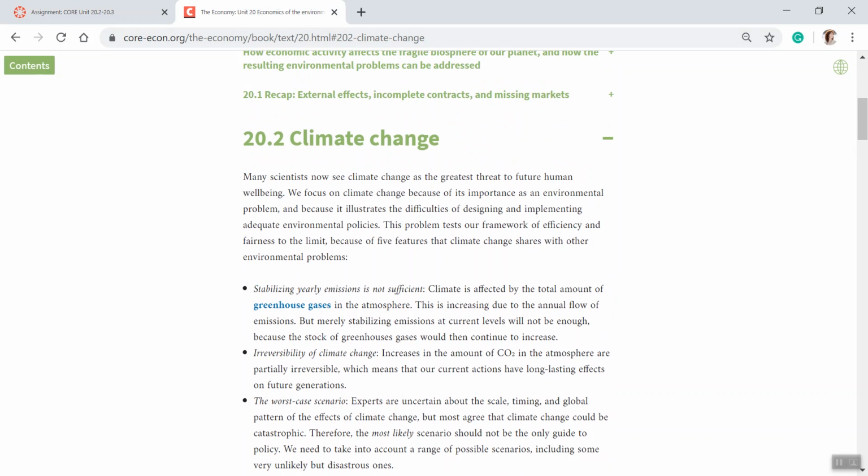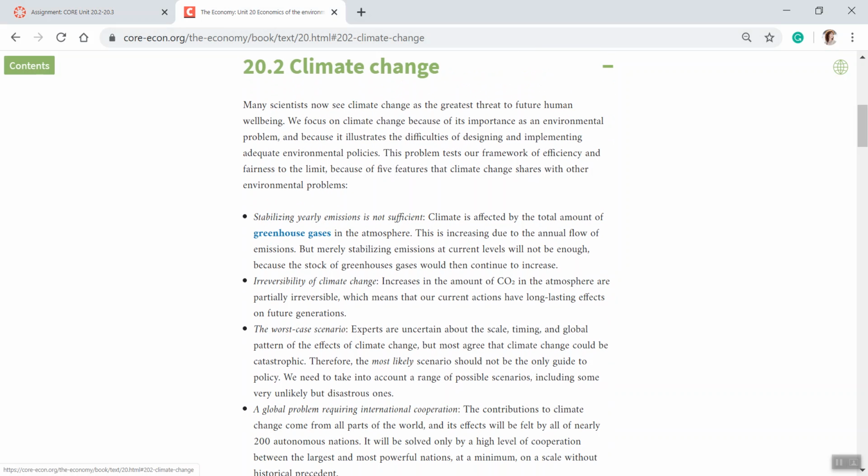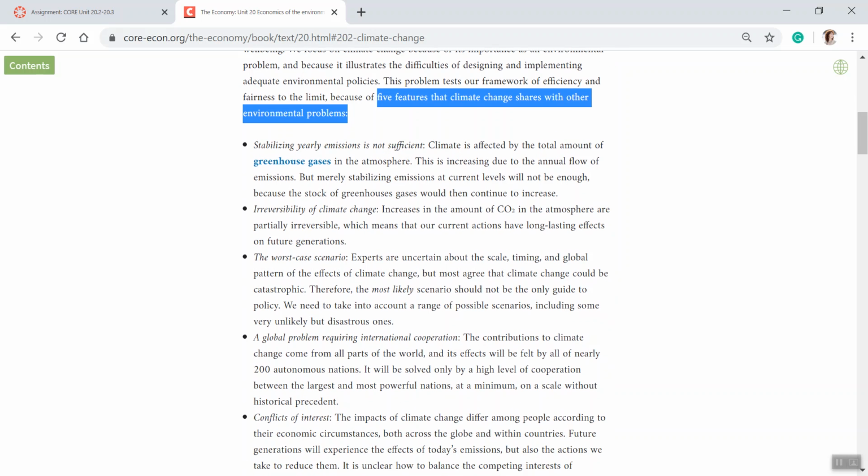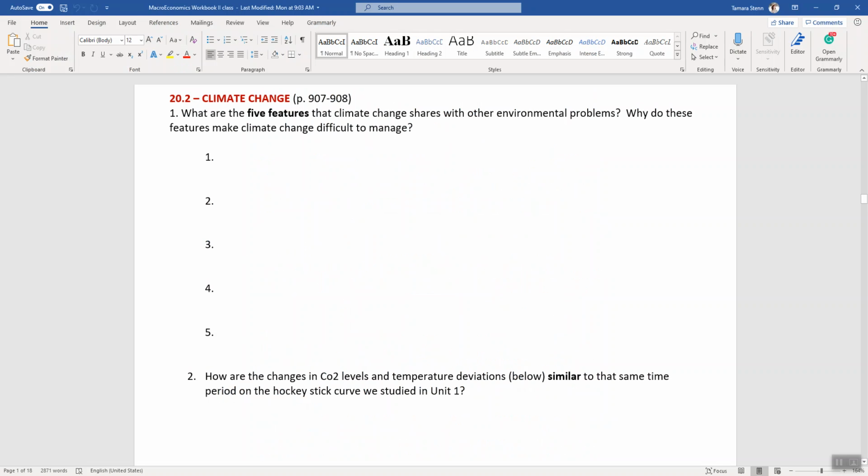So 20.2 is looking at climate change. Here we have 5 features that climate change shares with other environmental problems. If climate change was easy to solve, we would have solved it already. It's pretty complex and it's tied in with other things that are currently happening. This ties right in with our workbook. If we look at question 20.2, what are the 5 features that climate change shares with other environmental problems, and why do these make climate change difficult to manage? How come we haven't solved this already if we know so much about it?